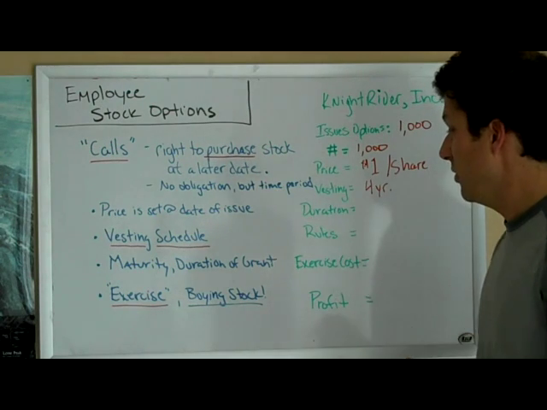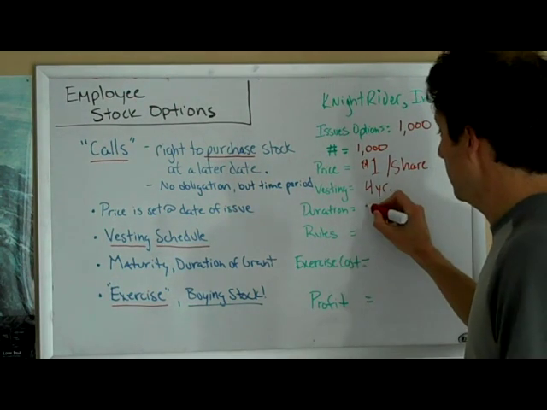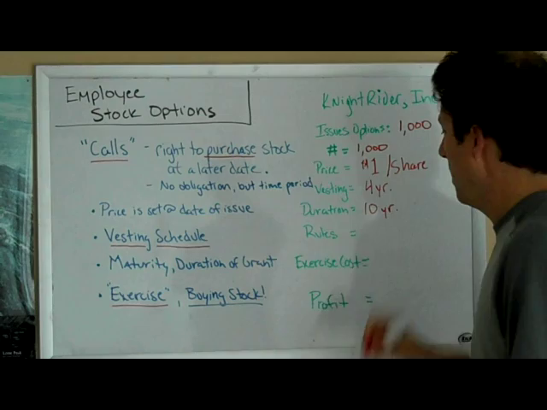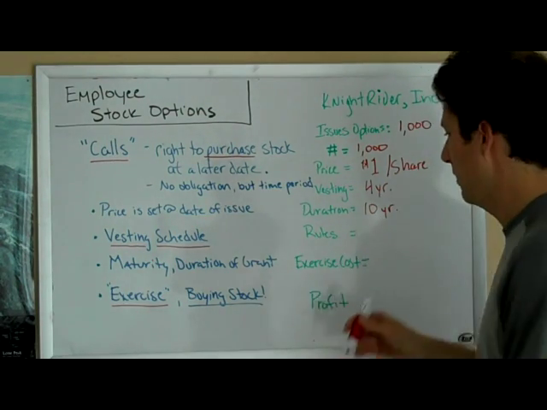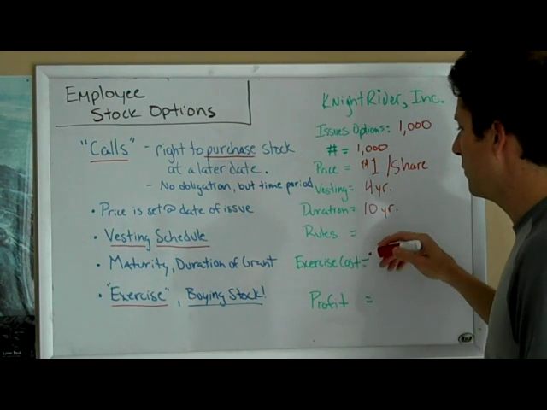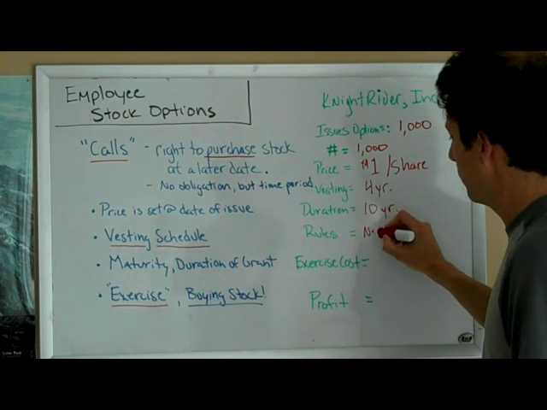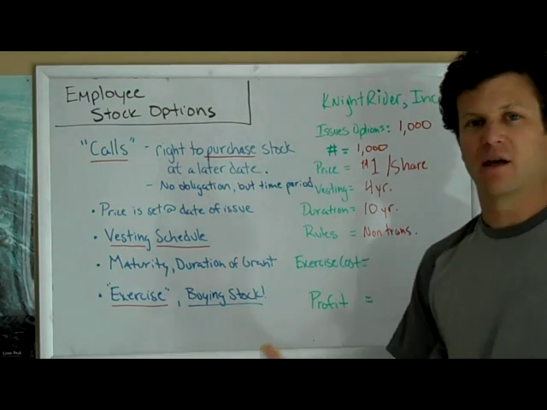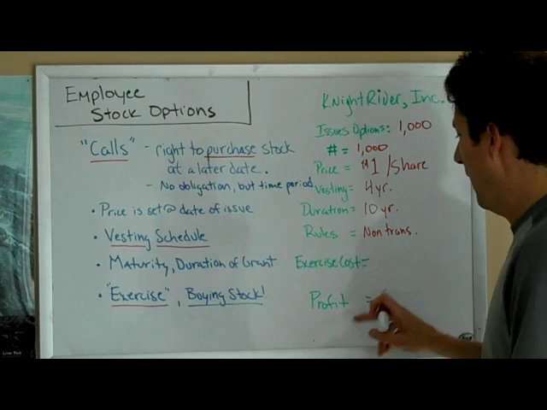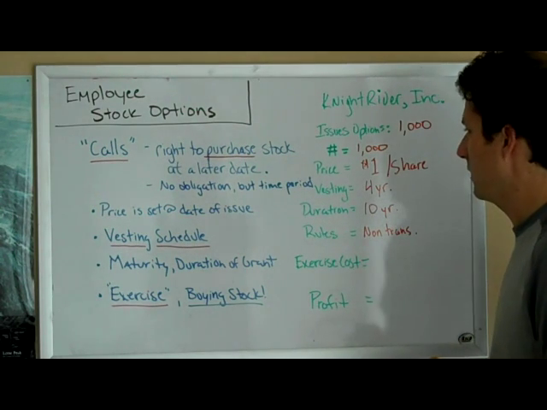Then, what duration do these options have? Well, in this case, it's a 10-year contract. So I need to make a decision. As long as I'm working for the company, I need to make a decision within 10 years. And then what are the rules around the option? Oh, they're non-transferable. I can't sell them. If I don't exercise them, they go back to the company. Those are the essential rules. And then what would my exercise cost be?